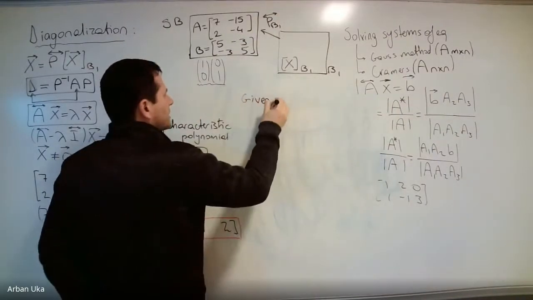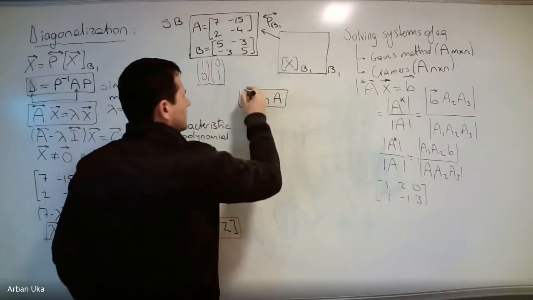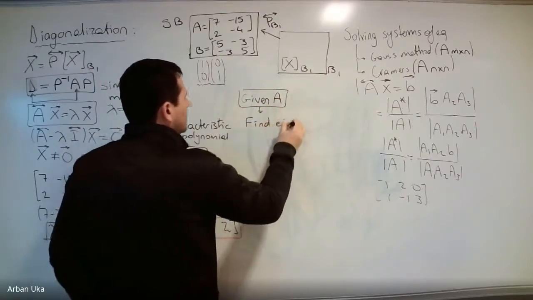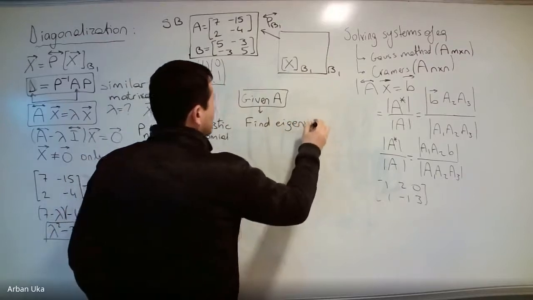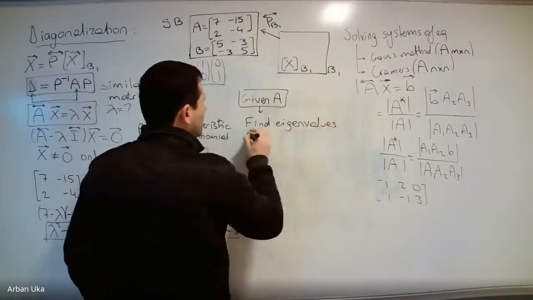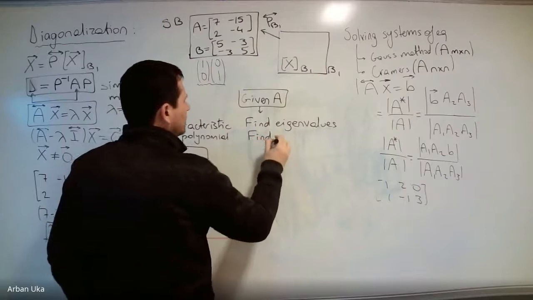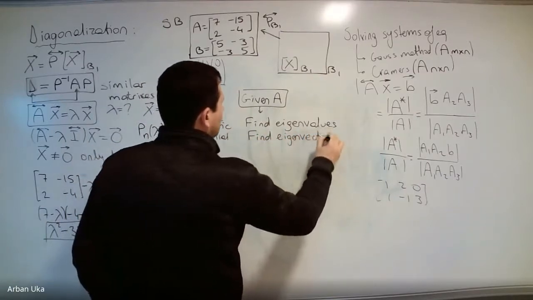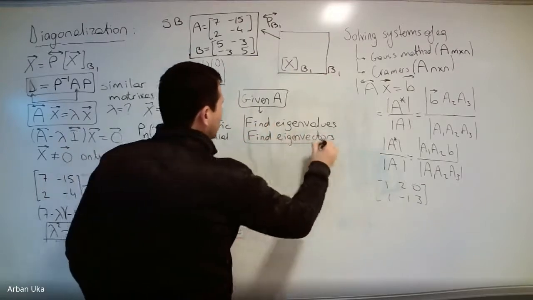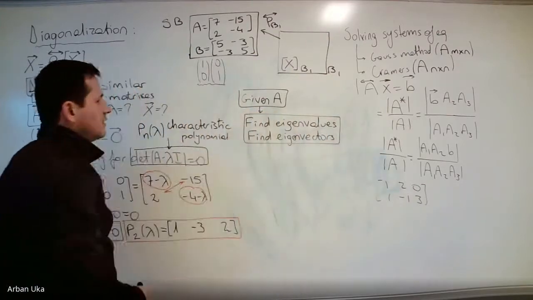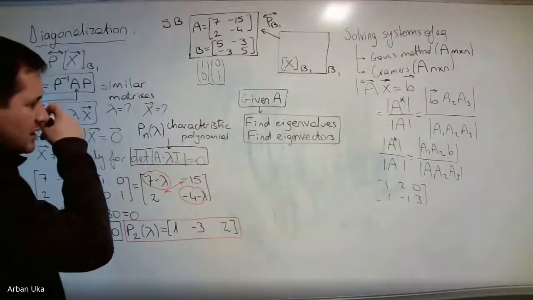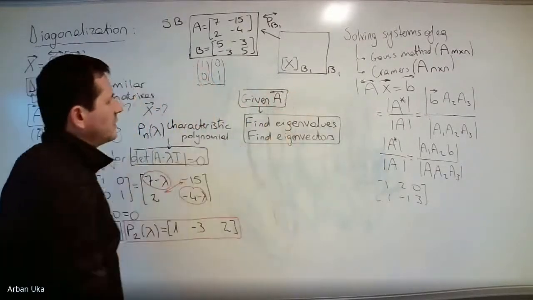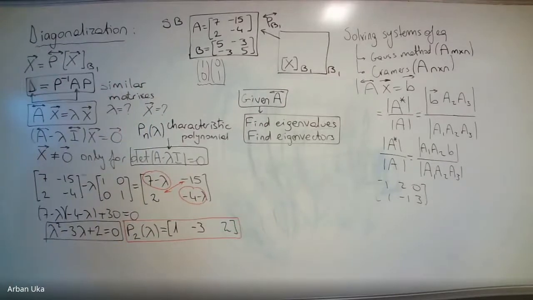Given a matrix A, we have to find eigenvalues, and we need to find also the eigenvectors. So this is our task. Always, we will be given a matrix, and we have to find the eigenvalues and the eigenvectors.